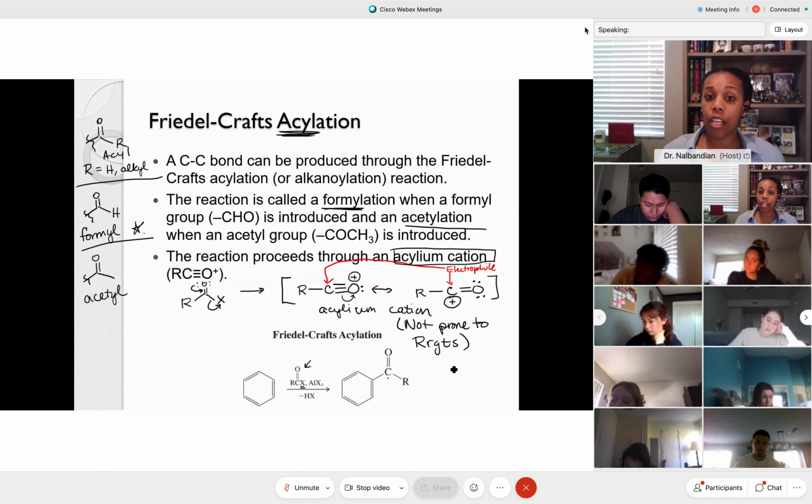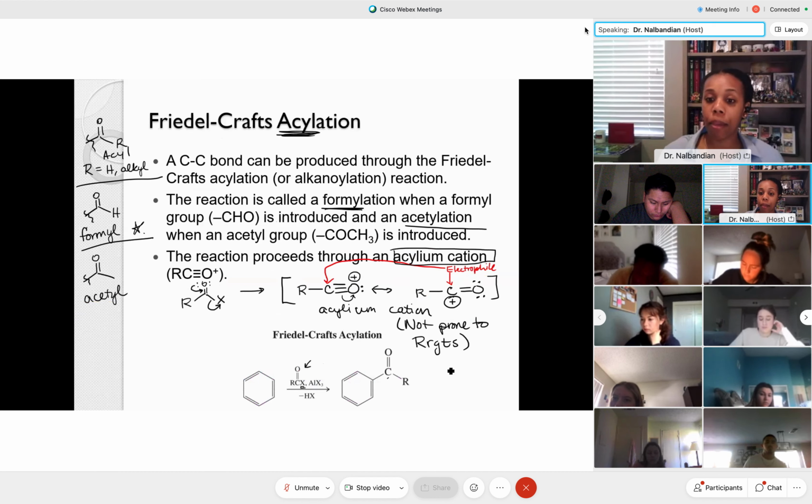Why is that important? Because we just talked about our Friedel-Crafts alkylations and how they will do rearrangements. So that's why Friedel-Crafts acylation is going to be superior to the alkylation. One reason: it's not prone to rearrangements.